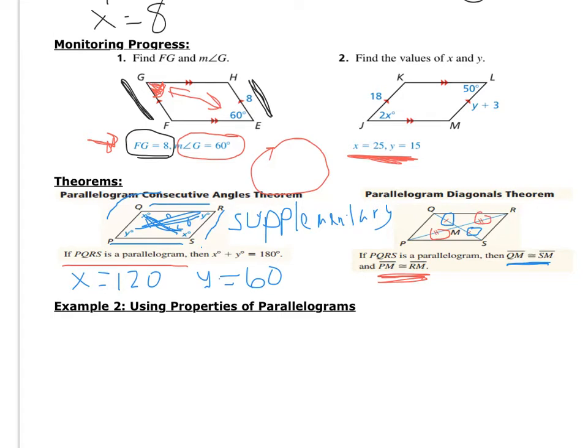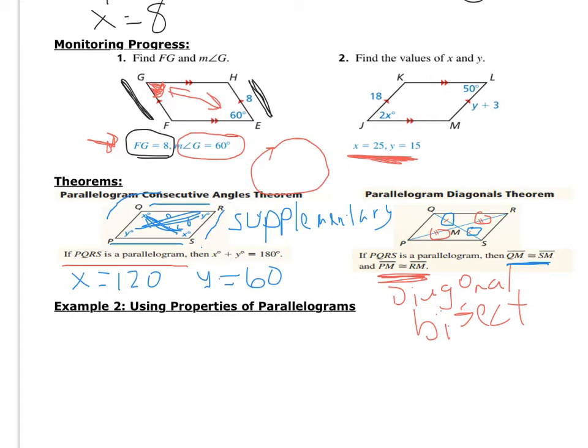Well, if I have a parallelogram, my diagonals bisect each other. The diagonals of a parallelogram bisect each other. Now, we've dealt with the word bisect all year. When something is bisected, whether it's an angle or whether it's a segment, what is something that's bisecting something doing? That's right, it's cutting it in half, or it's cutting it into two equal parts.